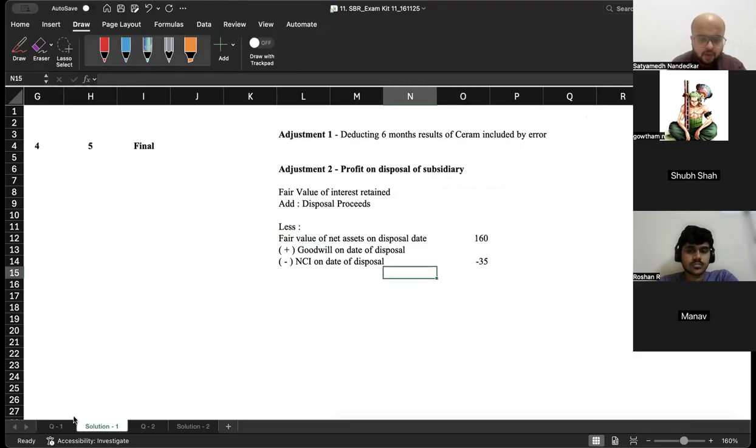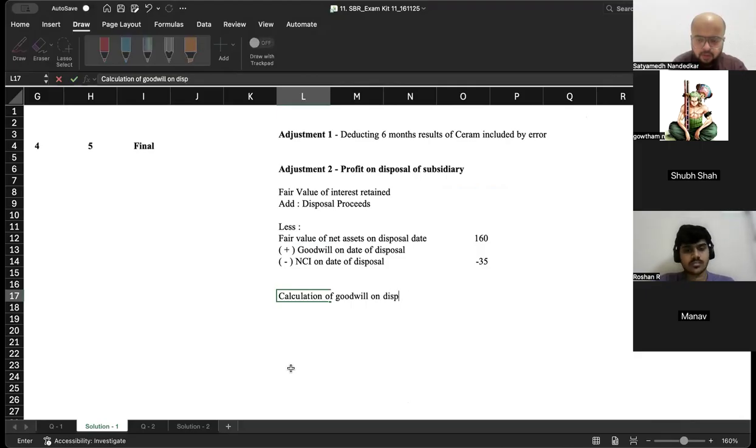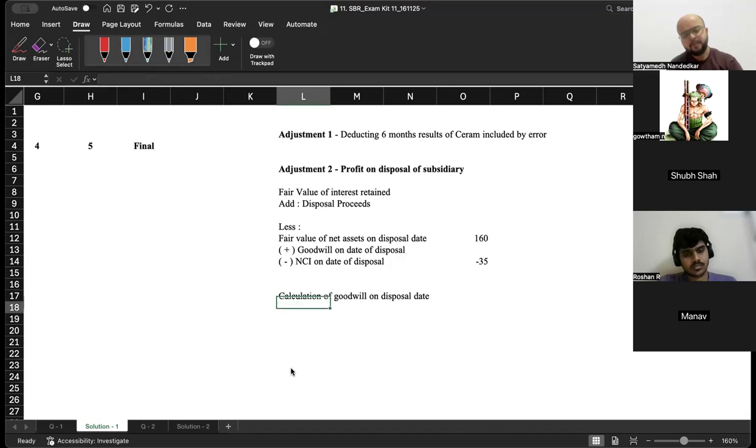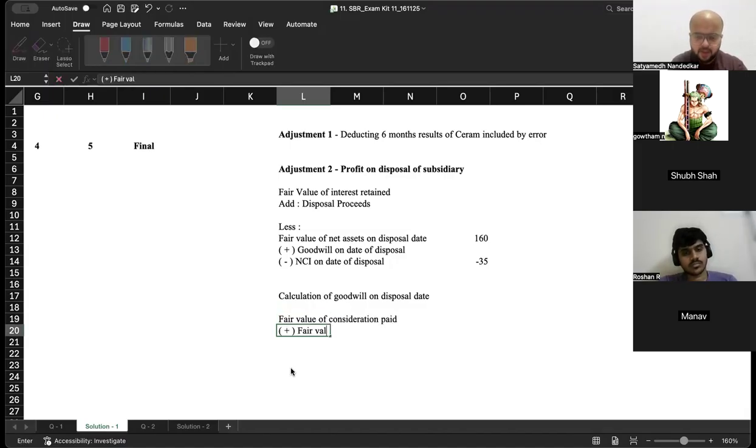Okay, and we need goodwill on date of disposal. So, calculation of goodwill on disposal date. How will it come? Purchase consideration plus NCI minus fair value of net assets. Fair value of consideration paid plus fair value of NCI on acquisition date, minus fair value of net assets on acquisition date.